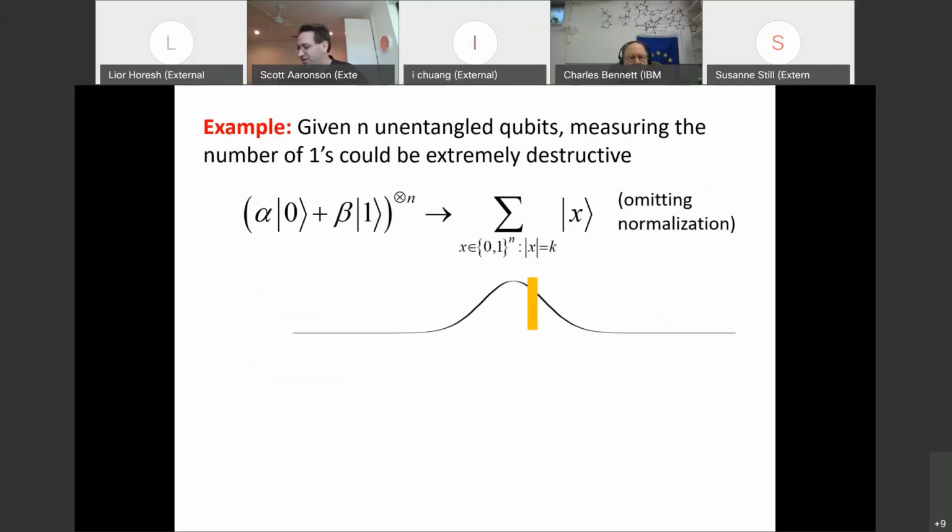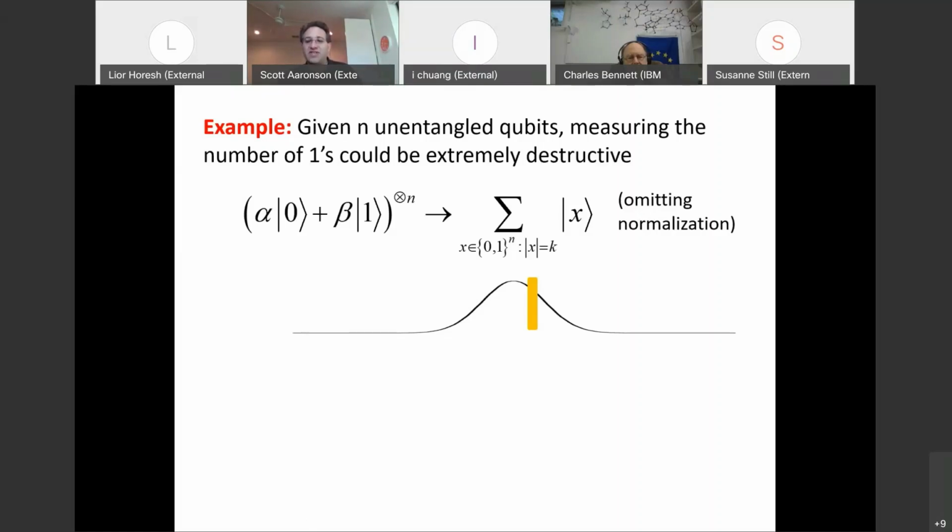Now, what do I mean by a measurement being gentle? Well, if we have n unentangled qubits, and I measure the Hamming weight, the total number of ones, that could be an extremely destructive operation. Intuitively, I've got this wave packet, a superposition over many different Hamming weights that will typically follow a Gaussian. But if I measure to learn the exact Hamming weight, then I have localized that wave packet to a single Hamming weight.